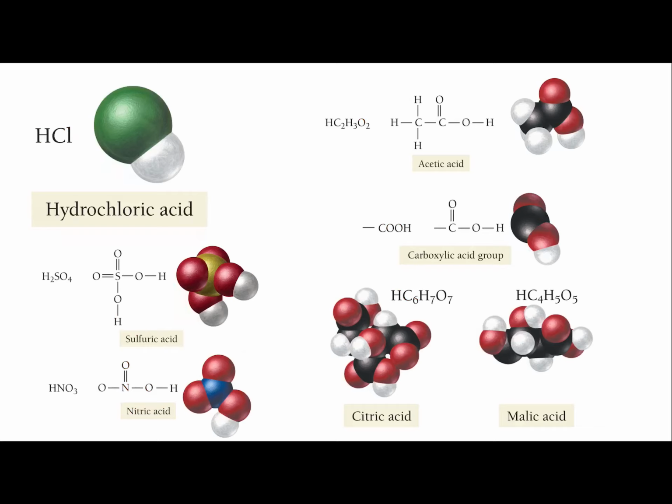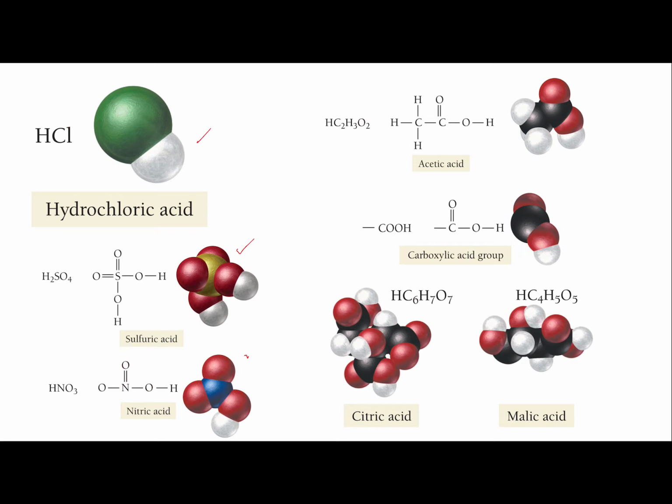Sulfuric acid. So that was HCl. Here's sulfuric, one of the most widely produced chemicals in the United States. I think the annual production of sulfuric acid actually exceeds 36 million tons a year. Sulfuric acid and nitric acid are commonly used in the laboratory. So nitric acid shown here.